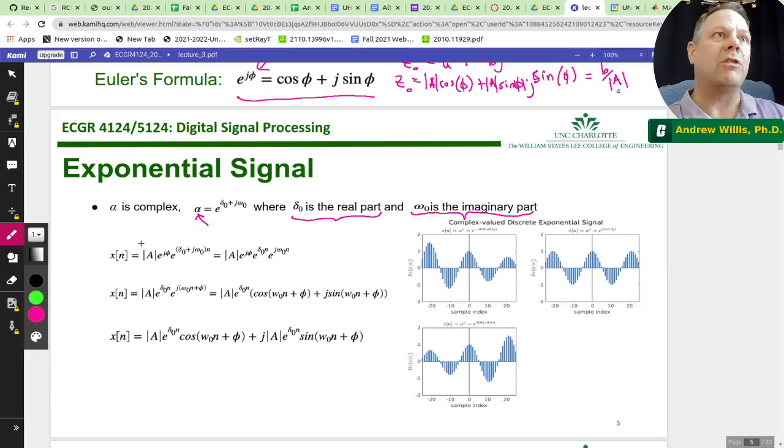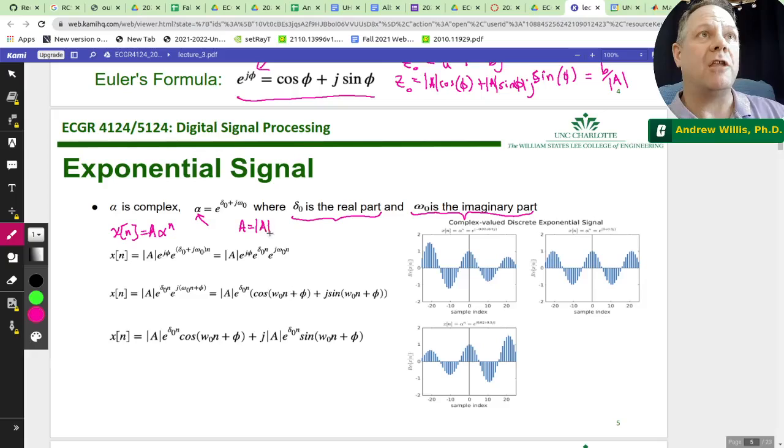And then we wrote down, remember, x of n is equal to a alpha to the n. So now alpha has this representation. We represent a in terms of its magnitude and phase, its magnitude and its phase e to the j phi. So we're putting a in polar format.